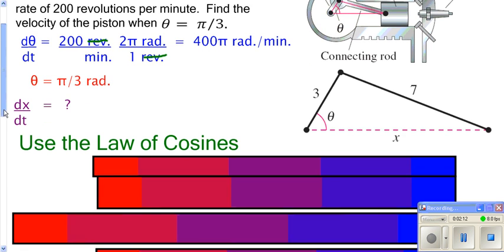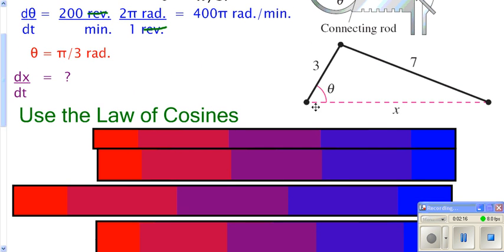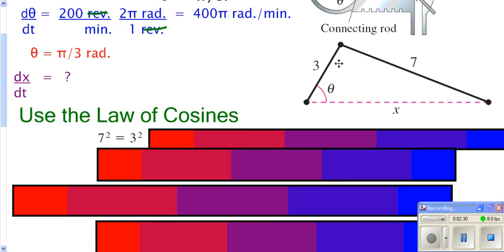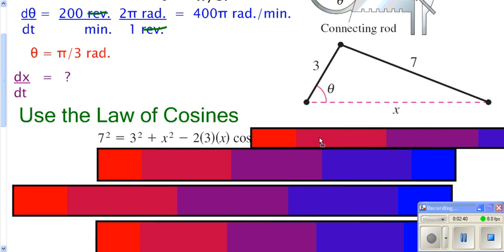Well, we're going to take that given information. We're going to have to write the equation that relates our two variables here. That would be coming from the law of cosines. Law of cosines says the side opposite your angle squared equals your adjacent side squared plus your other adjacent side squared minus 2 times your first adjacent side times your second adjacent side times the cosine of your angle.